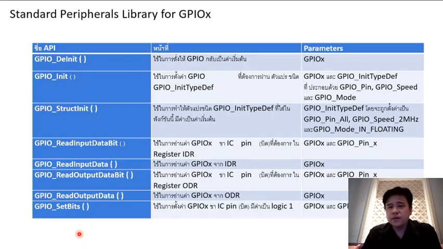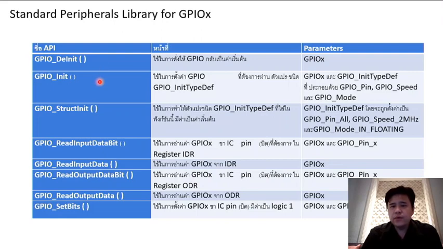Okay, so what is in your standard peripheral library for GPIOx? As you know, x can be A, B, C, D, E. It depends on your system. They have GPIO_DeInit here, and this one just forces your GPIO back to the original value for every single register inside your GPIO group. And if you would like to know what the start value for your GPIO is, you can take a look at your datasheet. Then you will find out for each register what the default values are.